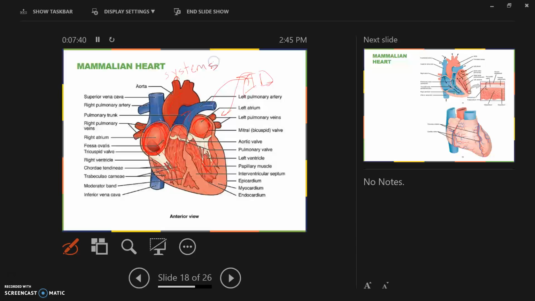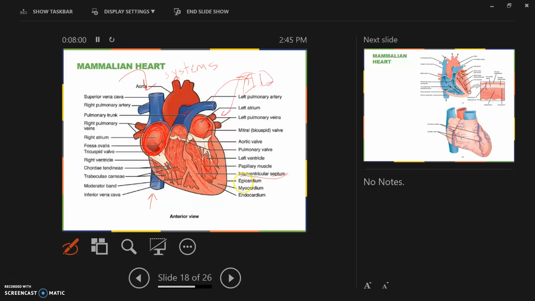systems. And then the blood comes back to the heart through the superior and the inferior vena cava, and they enter into the right atrium. And then the same pathway just goes over and over again. The septum or divider between the ventricles is called the interventricular septum.